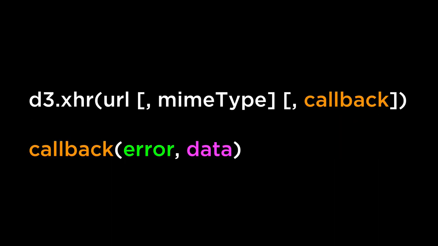The XHR call will invoke the callback function with two arguments, the error and the data. The error, if it exists, is the error for why the request failed. The data is the actual XML/HTTP request object. If an error occurred, then the data XML/HTTP request object will be undefined.